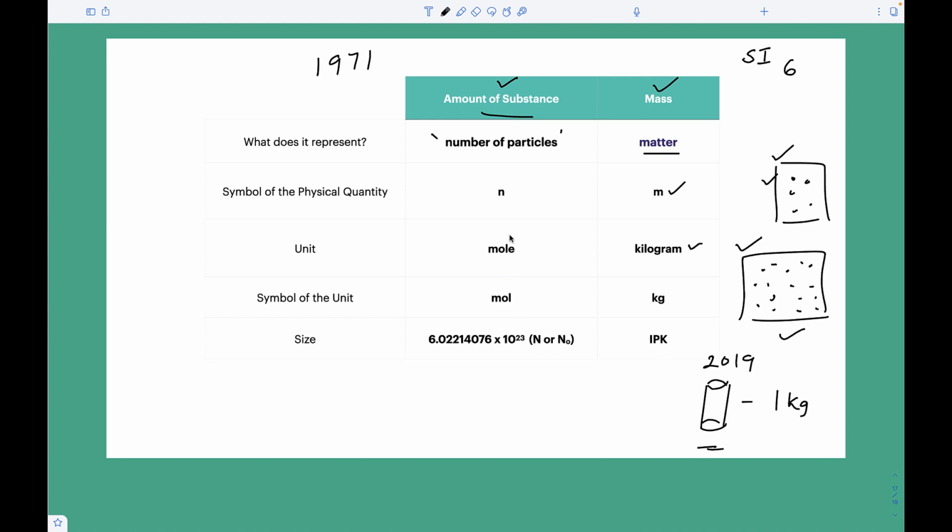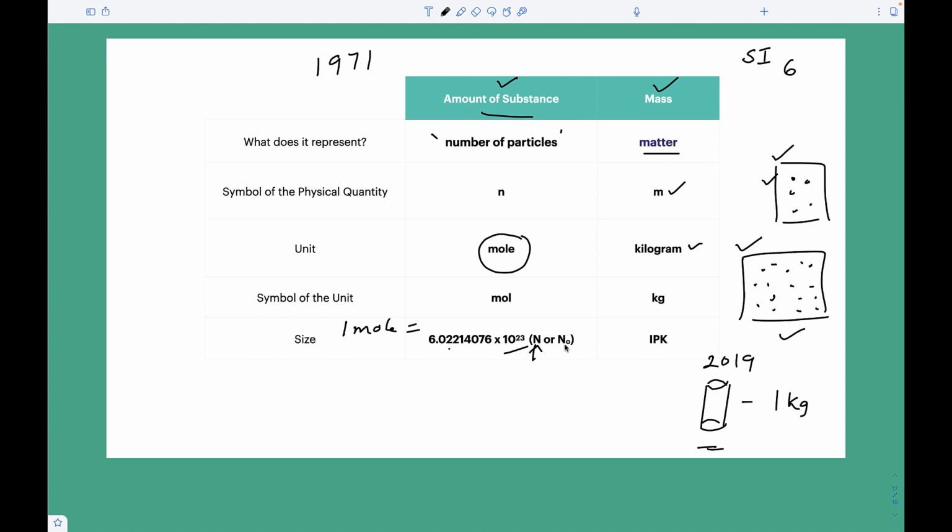Similarly, we have to define the size of mole. And by definition, 1 mole is given this number, 6.0221407 times 10 to the power of 23, an enormously large number. And in honor of Amedeo Avogadro, this number is called Avogadro's number, and the symbol for this number is capital N or capital N with the subscript O.